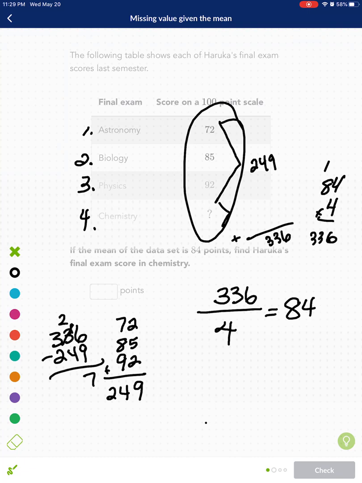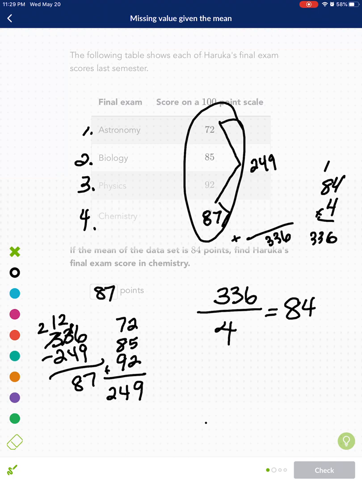And I 100% don't blame you if you would like to use a calculator. You have my math teacher permission, for what that's worth in your household, to use a calculator on this. All right, so 87. Let's see if I'm right. So I'm going to type 87 right in that little box.